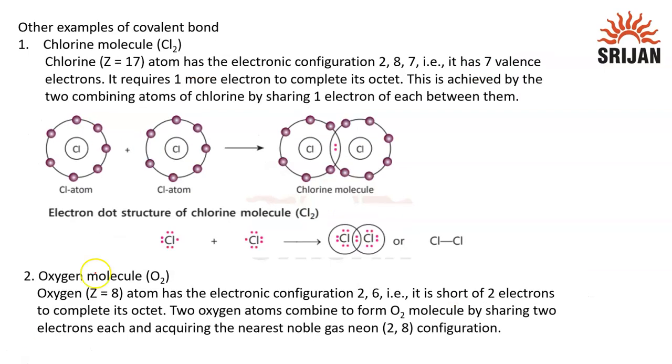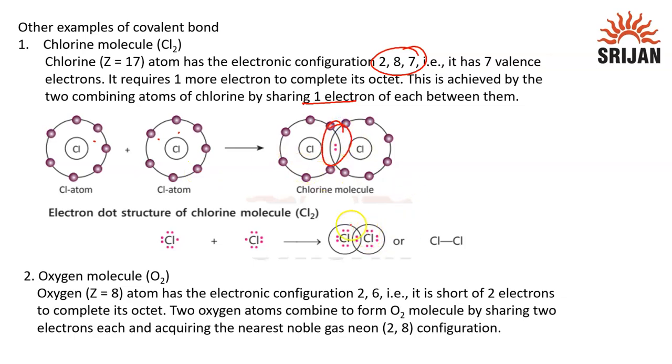Now we can see some other examples of covalent bonds. In the chlorine molecule also, chlorine has the configuration 2, 8, 7. So it has 7 electrons. Both the chlorine atoms require one electron to complete their octet. No one can lose or gain the electron, but both of them can share their electrons. So the two combining atoms of chlorine share their electron with each other.